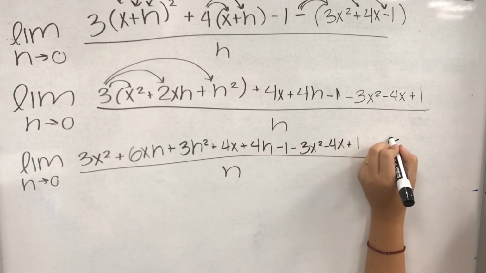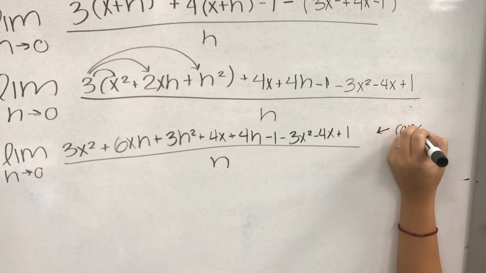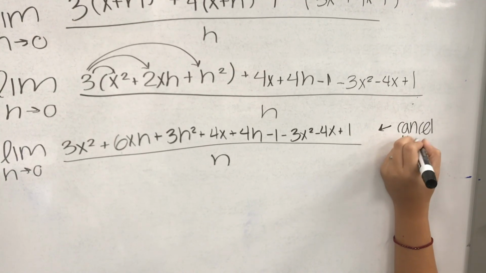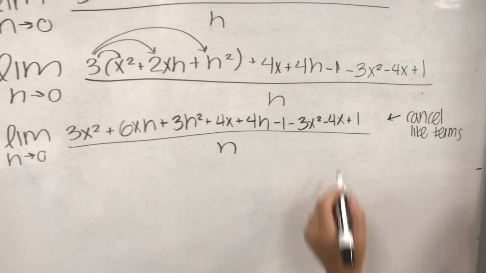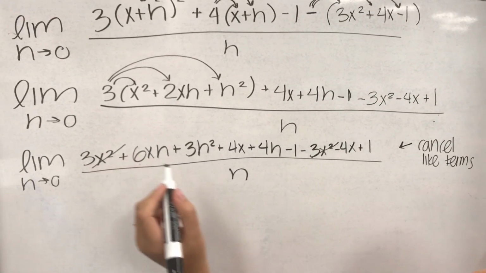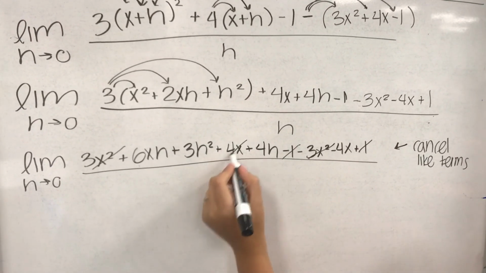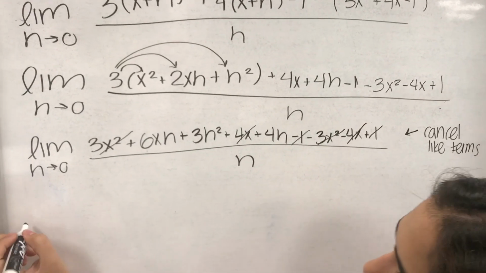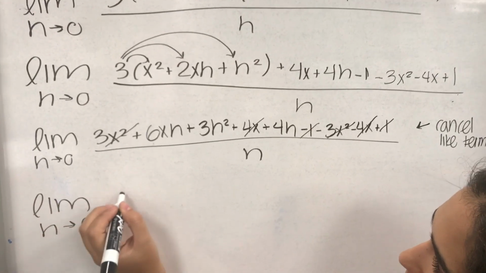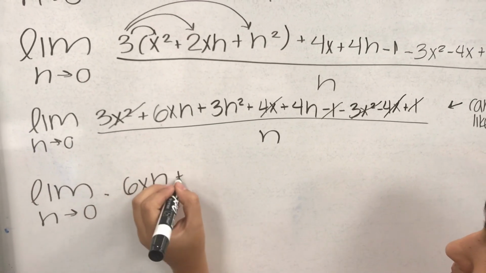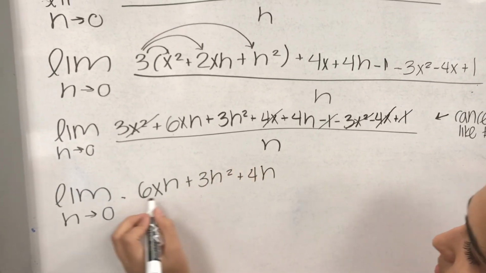So for this next step, you have to find the like terms which have different signs so we can cancel them, and eventually this equation will become a simplified version of it. So in this example, as you can see, we can cancel the negative 3x squared and the 3x squared. We can also cancel the 1 and negative 1, and finally the 4x and the negative 4x. Now we have to rewrite all these equations simplified, which will come out 6xh plus 3h squared plus 4h all over h.